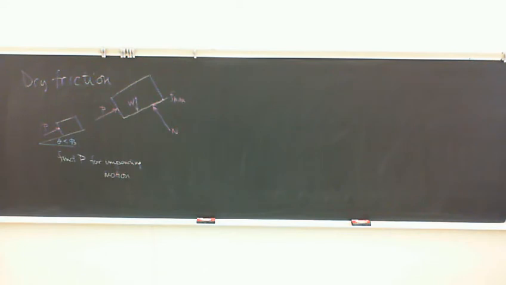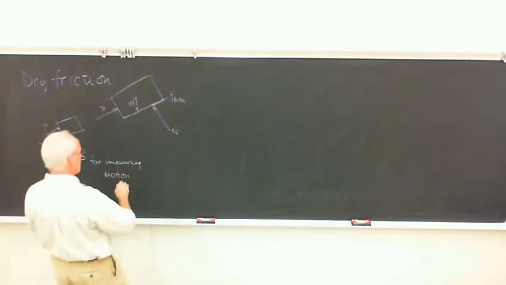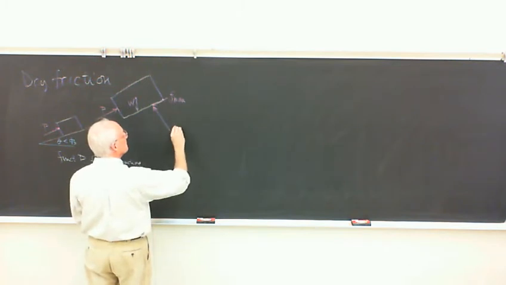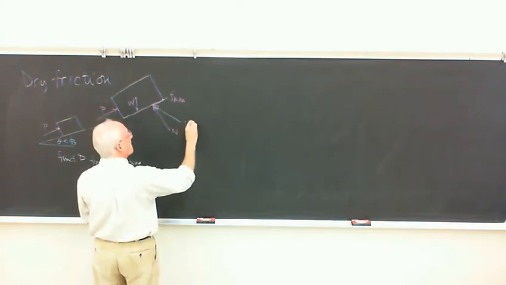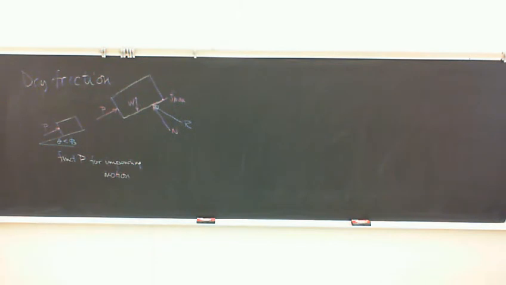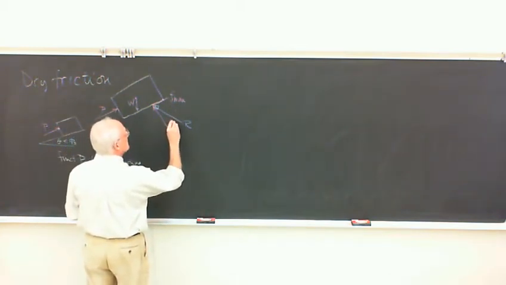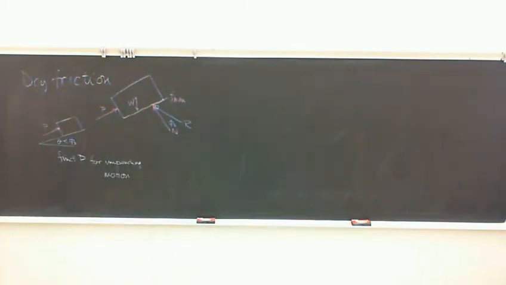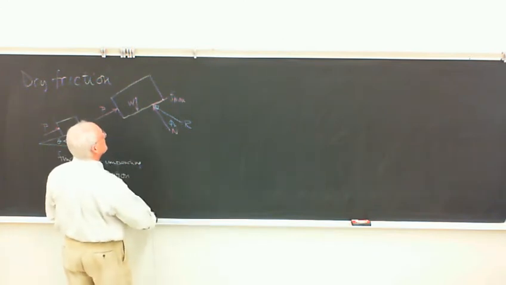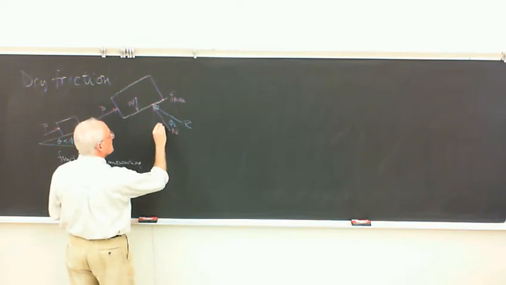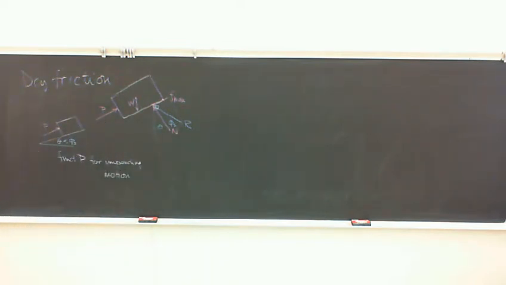The normal force is however big it is. And in this case, our resultant of those two forces is something like that. Maybe that's a little bit over-exaggerated. But this is the angle we have there when we're at the maximum. It's the angle between the resultant and the normal direction. So that's phi s. This is theta itself.